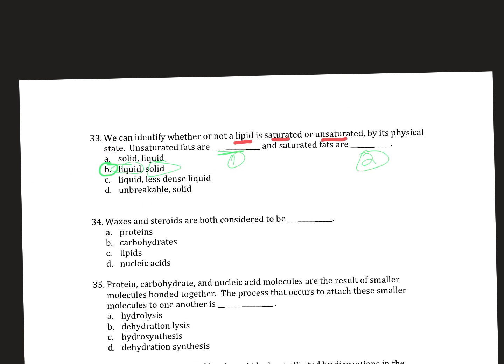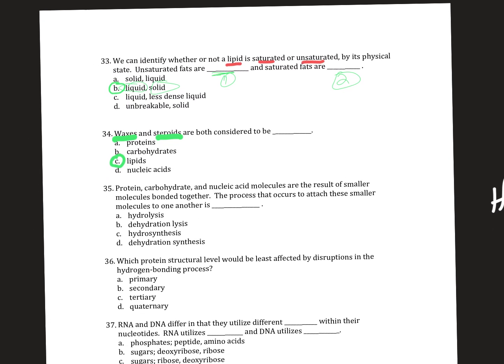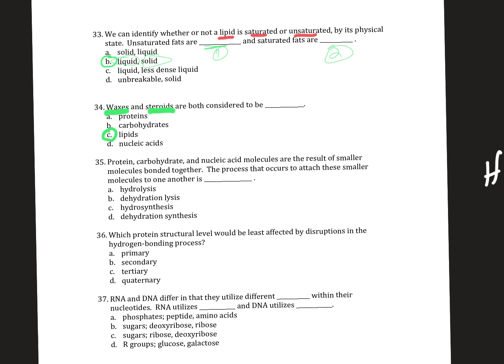Again, had you paid attention and put that to your mind, unsaturated is liquid at room temperature, saturated is solid at room temperature, you'd have this easy answer done. Waxes and steroids, I gave you as examples of lipids, so you should know they're lipids. They're not proteins, they're not nucleic acids, and they're not carbohydrates, they're lipids.